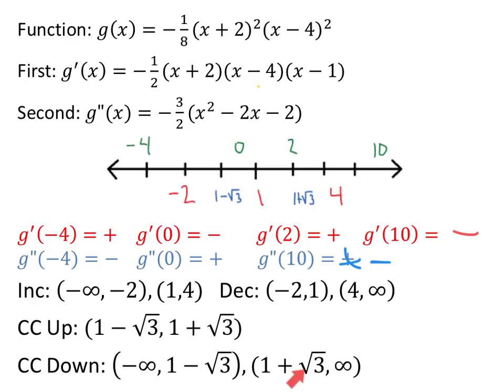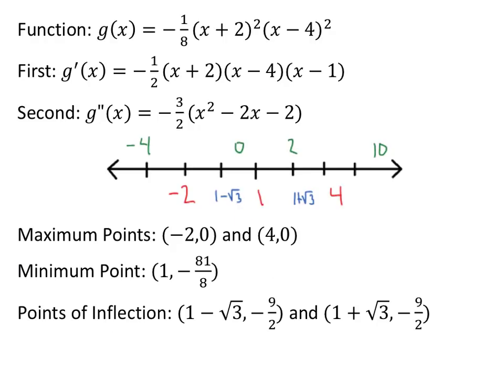Concave down. So negative infinity to 1 minus the square root of 3, and then again from 1 plus the square root of 3 to positive infinity. Even though I had the symbol wrong, fortunately, I had the intervals correct. If I'm concave down here, I know that 4 is going to be a maximum. Concave down here, I know that -2 is going to be a maximum. 1 is in the concave up interval, so this will be a minimum.